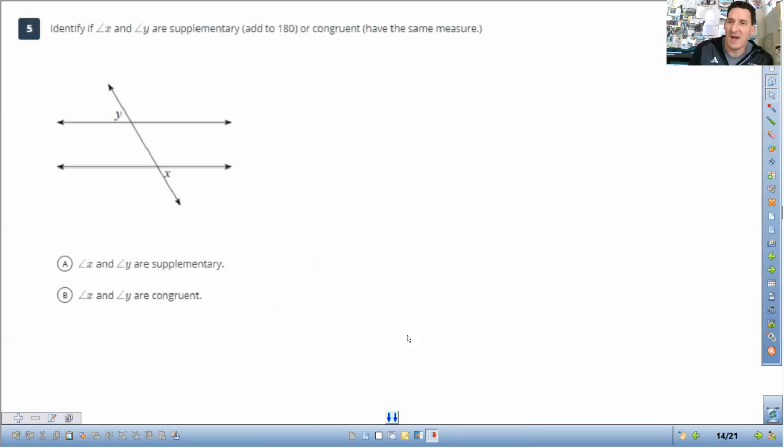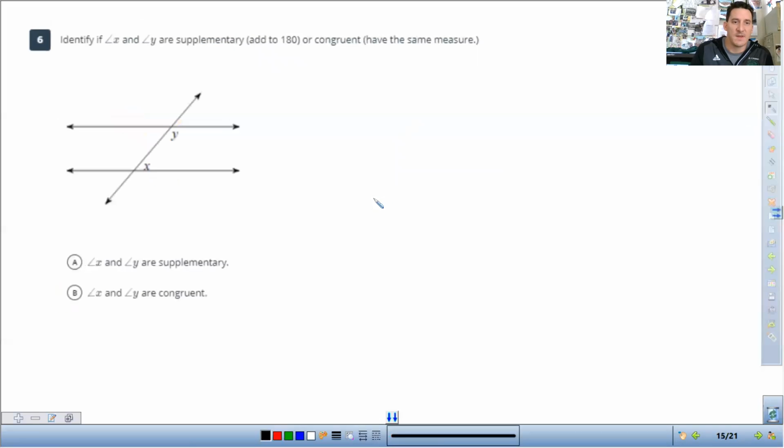I think if you have colored pencils or markers, real quick, make just that checkerboard pattern. You can do it with one color if you want. I'll do it with all, but you're going to make this checkerboard pattern. If they're the same color, they are congruent. If they're different colors, they are supplementary. So Y and X are the same color, so they are congruent.